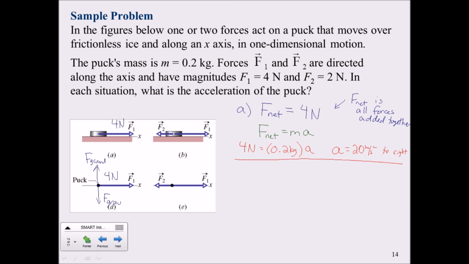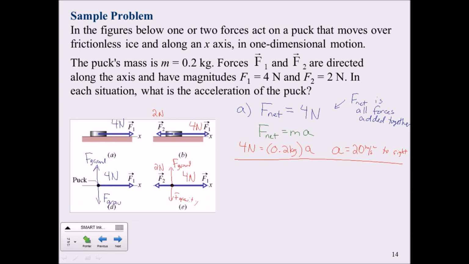In the second situation, I still have the force of 4 newtons acting to the right, but now there's a force F2. Someone maybe is pushing against the hockey puck. So I have this force to the left of 2 newtons. Again, there would be the force of gravity and the force of the ground pushing up. Those balance each other out, so I don't need to look at those.